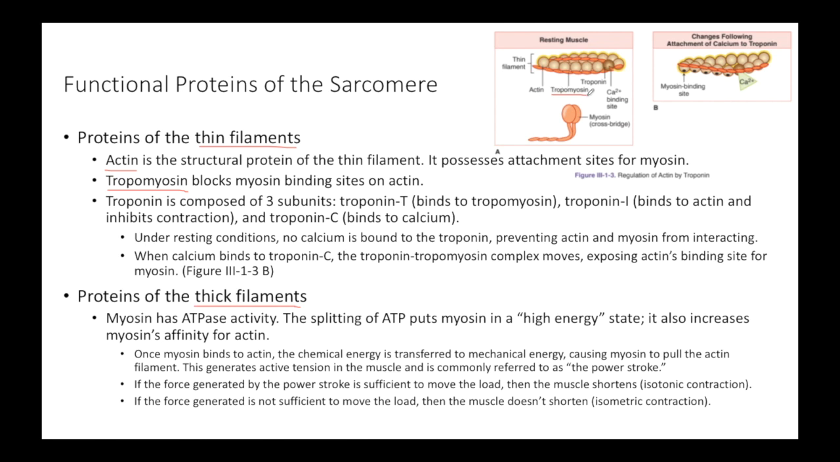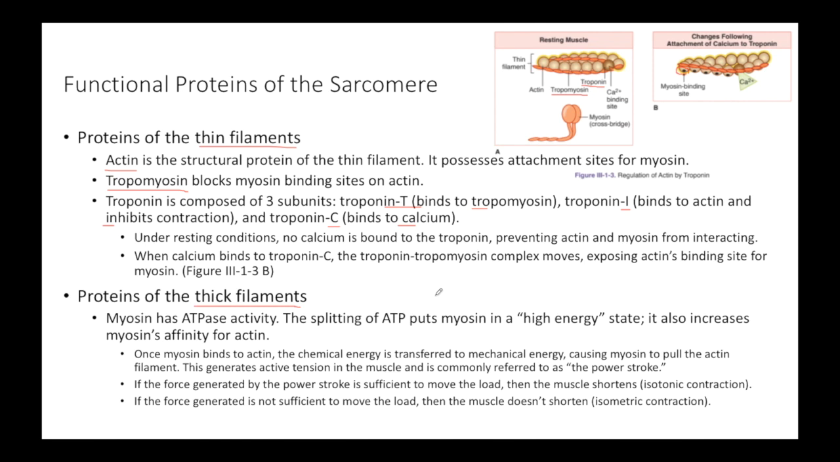So if you can see right here, we have tropomyosin, like this long little chain going over actin, blocking these binding sites. And then we have troponin, which is composed of 3 subunits. We have troponin T, T standing for the fact that it binds to the tropomyosin. We have troponin I, which binds to actin and inhibits contraction, and then we have troponin C, which binds to calcium. So you remember what they bind to by their letters here.